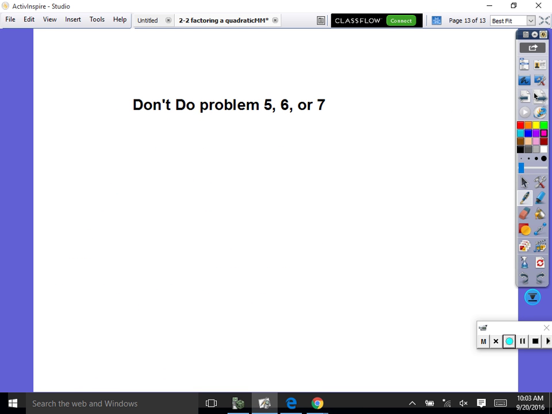Okay, so I want you to finish your worksheet, but these are the problems you can cross out because it's just probably a little bit too much practice. And I don't want to overwork you. So you're going to cross out problems 5, 6, and 7 on your worksheet. But the rest I need you to do. So you should probably, for the most part, be able to get most of those, if not all of them, done by the end of the hour.